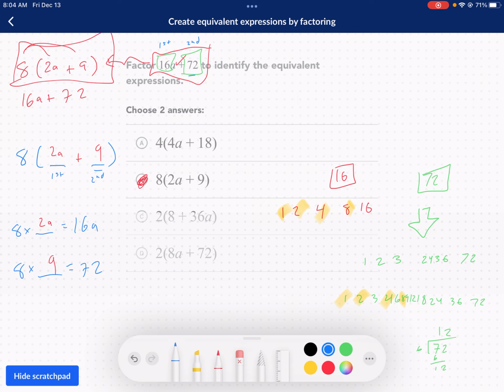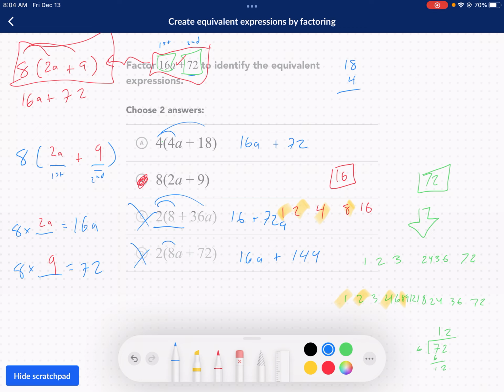We could just go through each one of these and distribute and check our answer. So 4 times 4 is 16. Don't forget the A. 4 times 18. Oh, gosh. Did I say that was... Yeah, that was 72, wasn't it? Plus 72. So it looks like it's this one. And then let's just double check here. So if I do these two, 2 times 8 is 16. It's not 16A. We have 72A. So this one's out. This would be 16A plus 144. So this one's out. So it's going to be A and B.